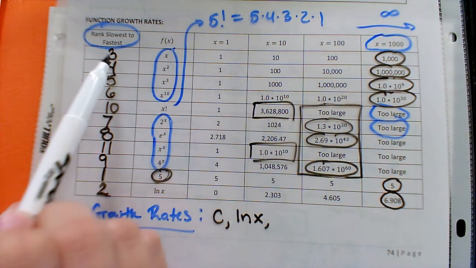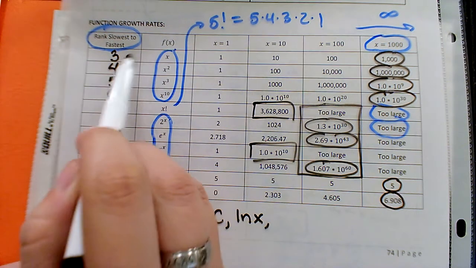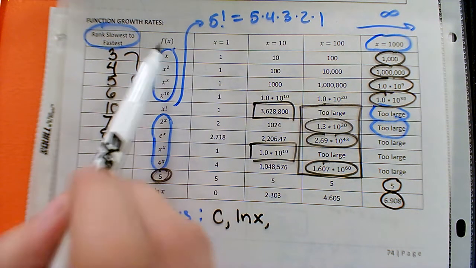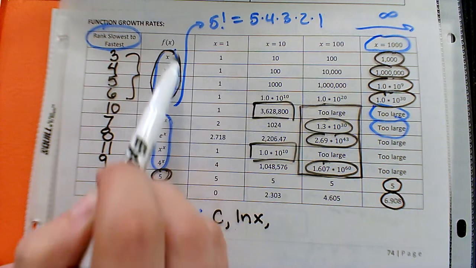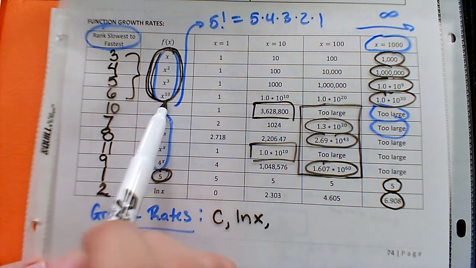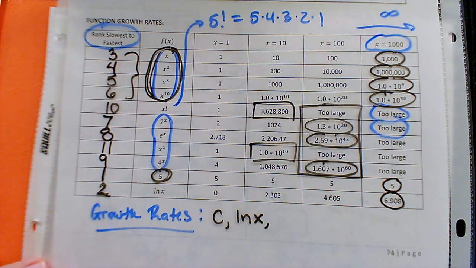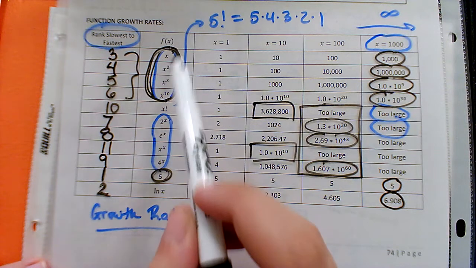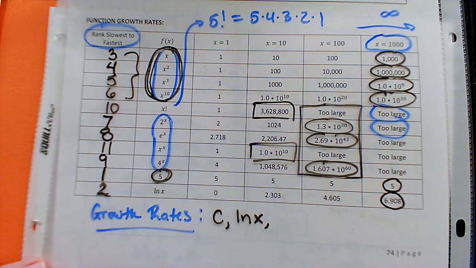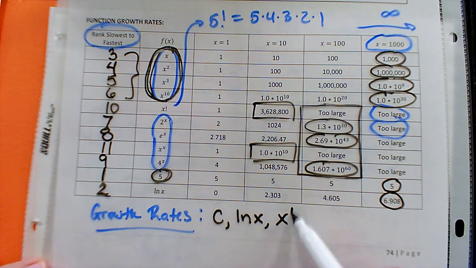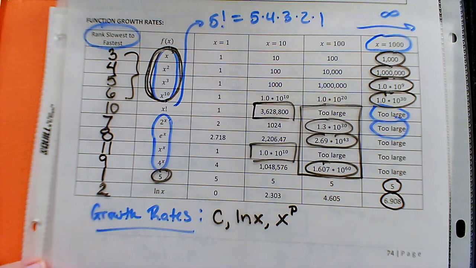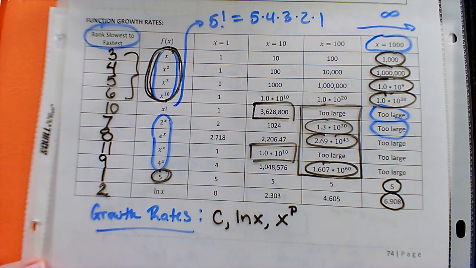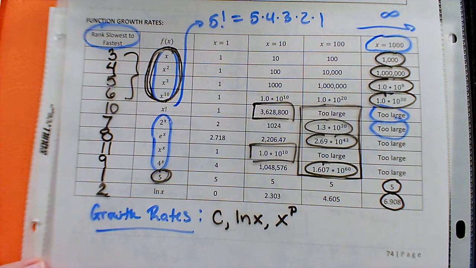If we analyze the next few, 3, 4, 5, and 6, all looked like this group. Can you generalize what the function might look like? X to the first, x squared, x to the third, x to the 10th. Don't we have x to some power in all of those? So depending on what the power is, you can determine which one's slower, which one's faster. But we're just looking for function types in this case.